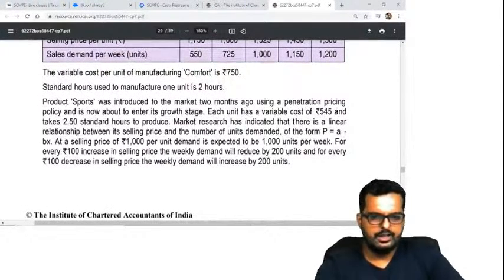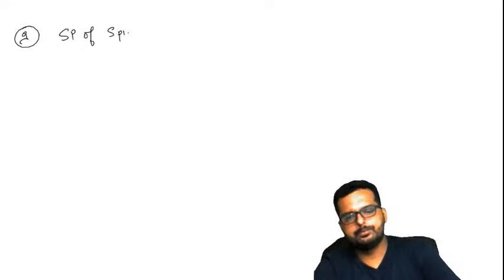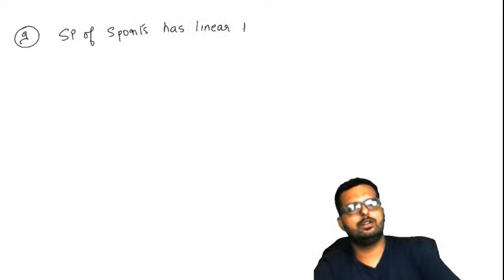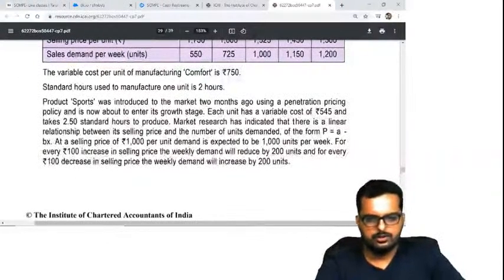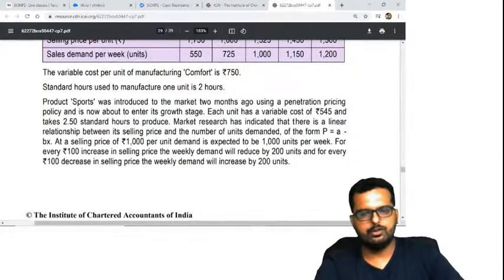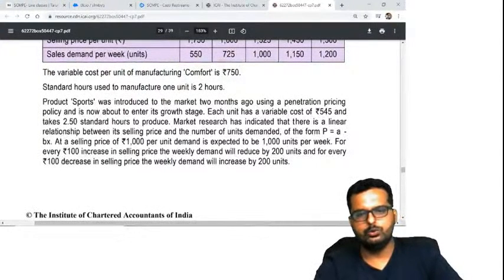This indicates there's a linear relationship, and that goes with P is equal to A minus Bx. Okay, so the selling price of sports has a linear relationship. Okay, let me just go down further. That is P is equal to A minus Bx. We have learned that thing. At a selling price of 1000 rupees per unit, demand is expected to be 1000 units per week.